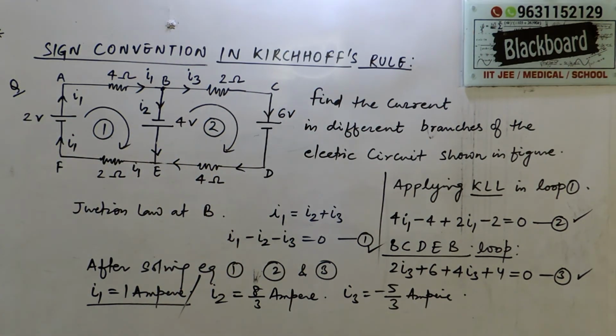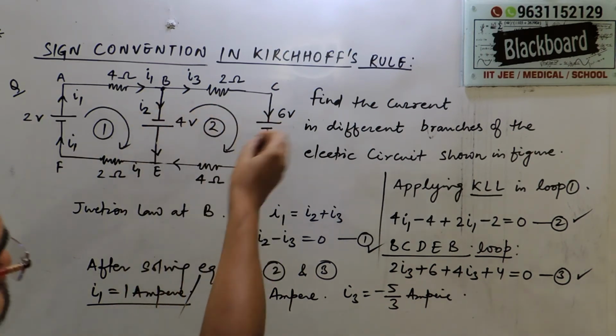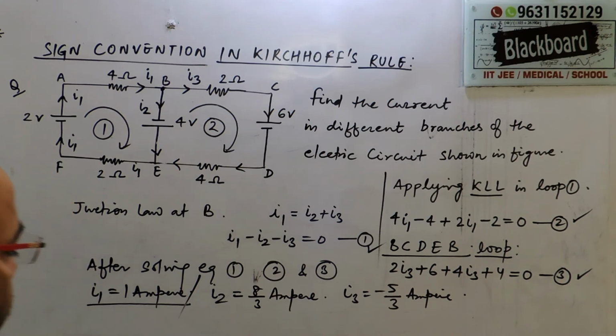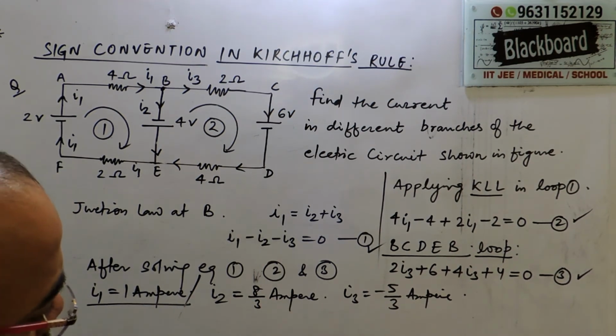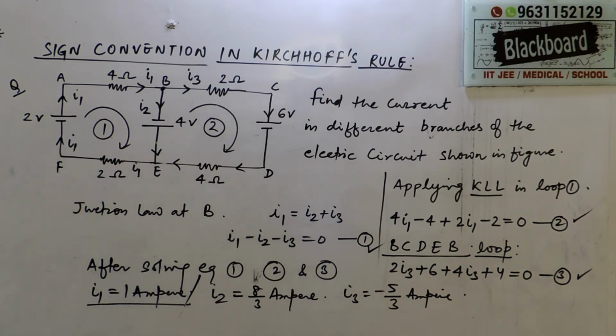ampere. Here I3 is negative because I3 is in the opposite direction of what we have assumed. The actual direction of I3 is negative, the opposite of what we have assumed. So I3 is negative here. So your values will be I1 is 1 ampere, I2 is 8/3 ampere, I3 is -5/3 ampere.